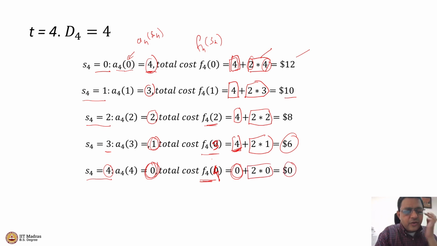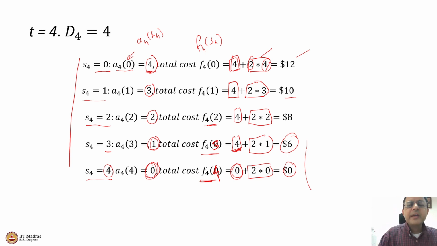So these are the various costs depending on what state I may find myself in. If I am in state 0, I will incur a cost of $12 in time period 4. If I am in state 1, I will incur a cost of $10. If I am in state 2, S4 is 2, I will incur a cost of $8 to meet the demand in the 4th time period, and so on. Okay. So this is the 4th time period problem that we have solved.